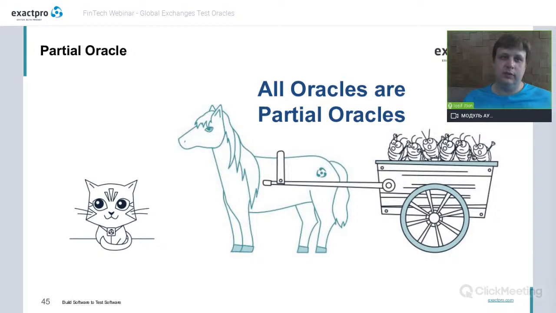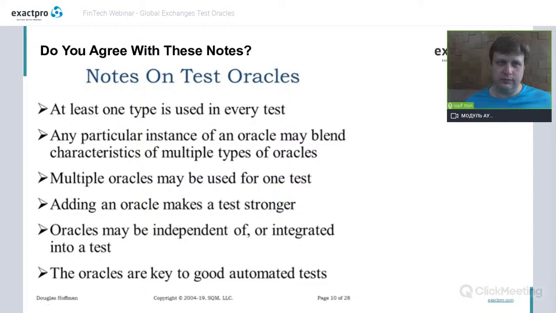So all oracles are partial oracles, and all oracles reveal and explore only a subset of outputs and inputs. These are the notes on test oracles specified by Doug Hoffman. At least one type is used in every test, of course, because if there is not a single test oracle type, it is not a test.